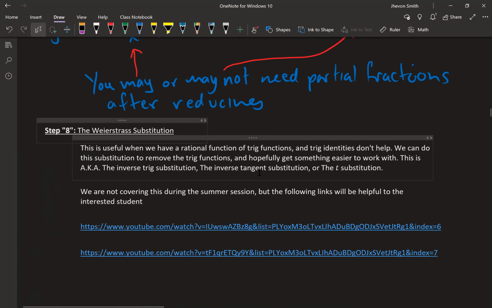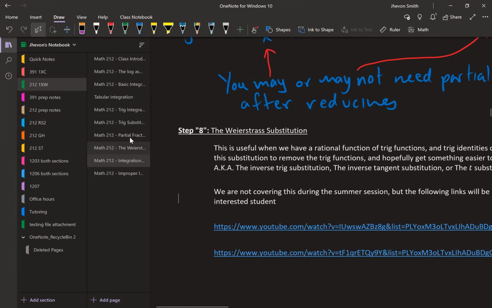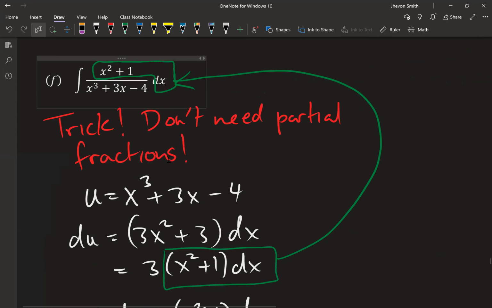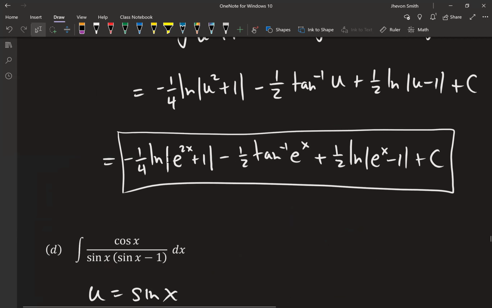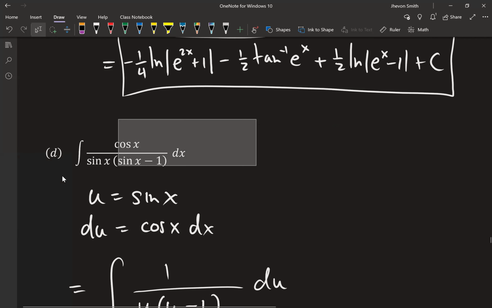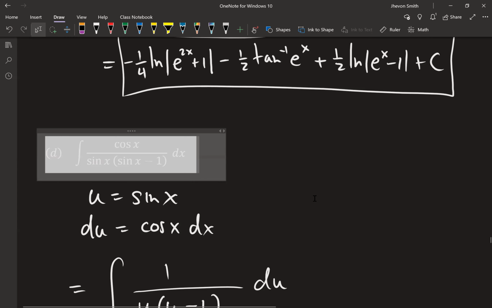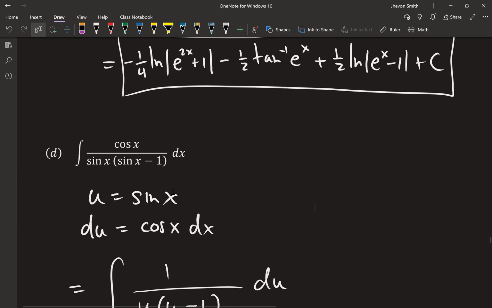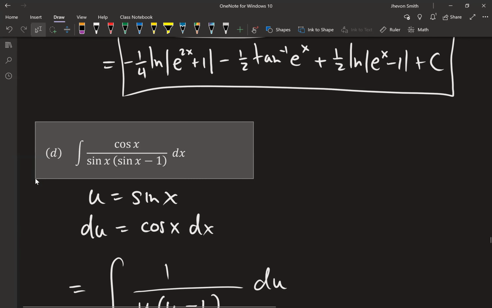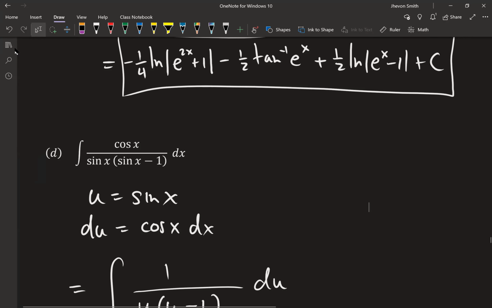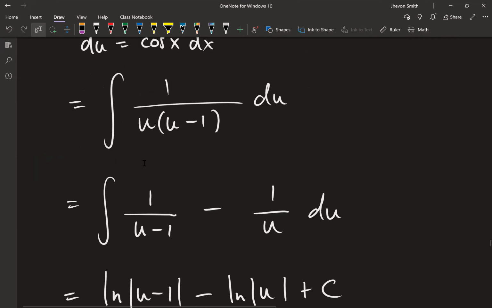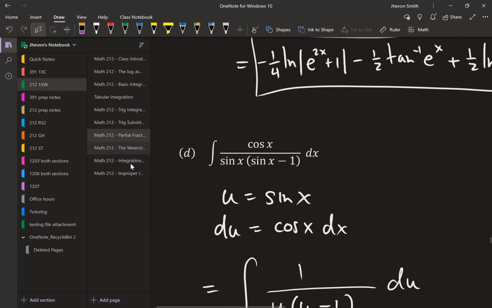Number 8, the Weierstrass substitution. This works out when you have rational functions that just have trig functions in place of regular functions. So for example, technically speaking, the one that we did over here, you could use a Weierstrass substitution on this guy. Of course, it's actually harder than going through a regular substitution or partial fractions, but you could actually do that. This is the kind of integral that you would use a Weierstrass substitution to figure out, assuming that the regular substitution didn't actually get you anything useful.